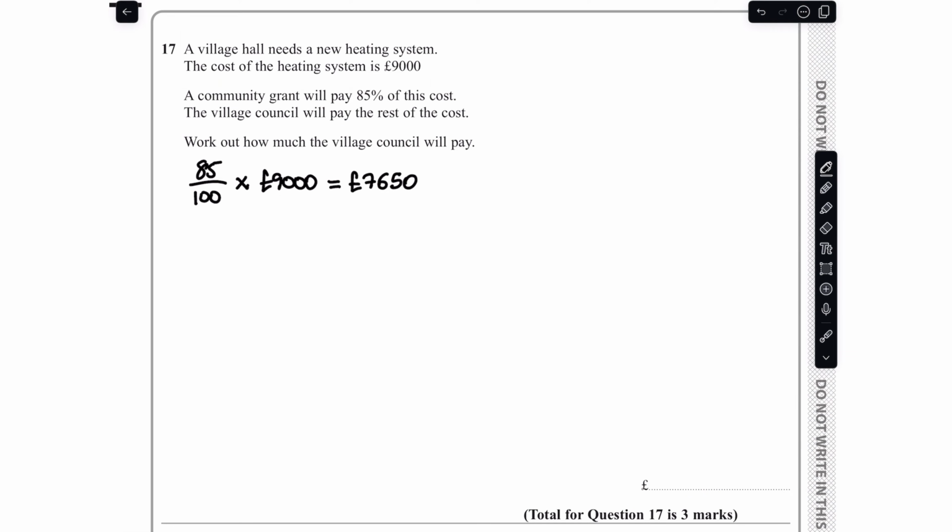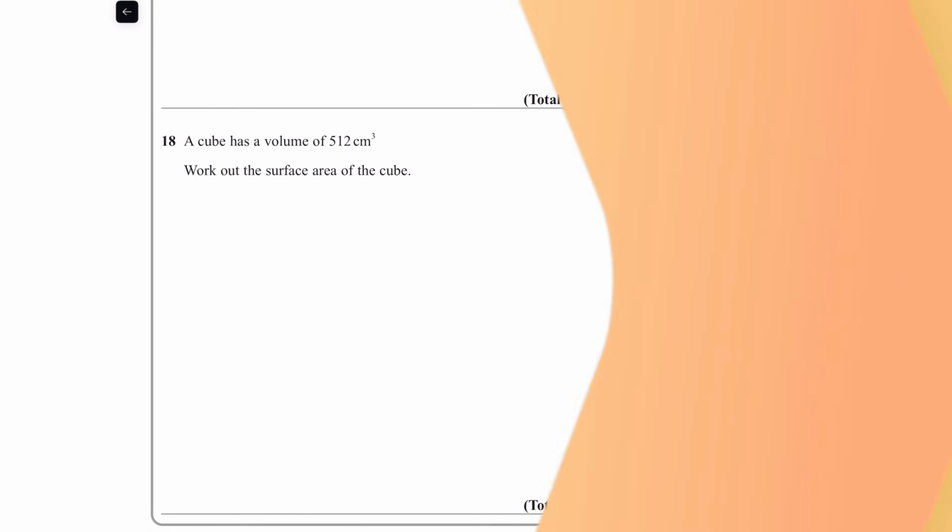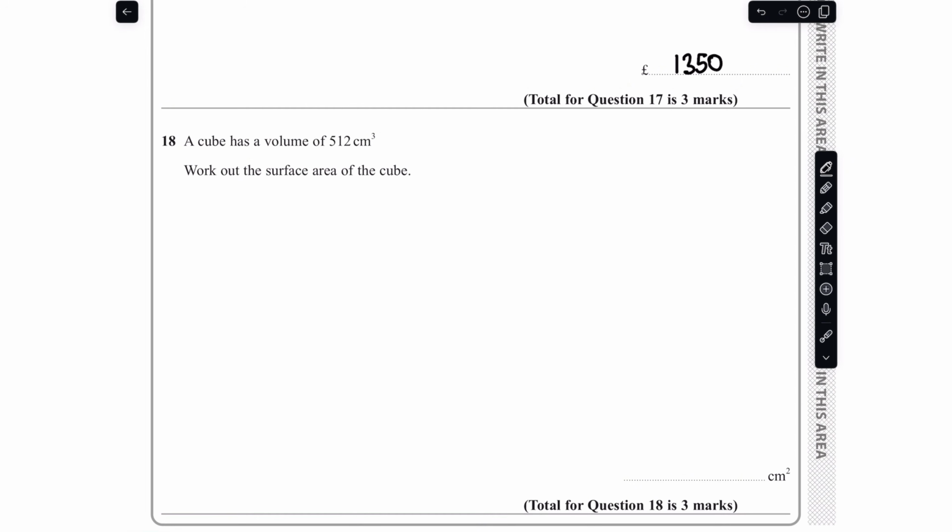Given that the village council will pay the rest of the cost, we can subtract this value from £9,000. So £9,000 minus £7,650 gives us a value of 1,350. So your final answer is £1,350.